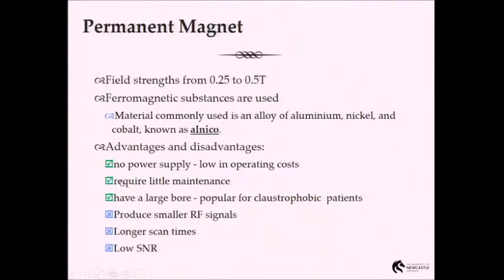Advantages and disadvantages: there's no power supply, you don't need to put energy into it, low operating costs, they don't require much maintenance. You've got a large bore, so they're good for claustrophobic people. If you work in an MR department, you always get people ring up and saying who's got the biggest bore, because I'm claustrophobic and I don't want to go in a small one. But the trade-off is that because it's got a small magnetic field strength, the SNR's low. When the SNR's low, you've got to scan for longer times because you've got smaller RF signals.